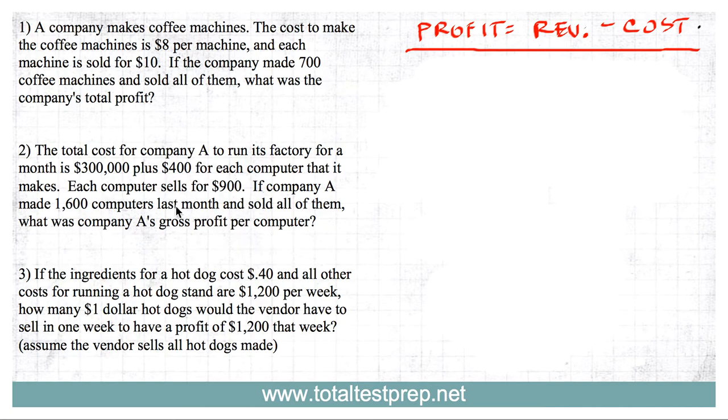This is a little bit trickier because we now have two costs, and we're trying to find not the total profit, as we saw over here, but the profit per computer, which means we're going to have to divide the total profit by 1,600, all the computers sold. So we'll make the same table. I'll probably need a little more space here. So price, quantity, total.